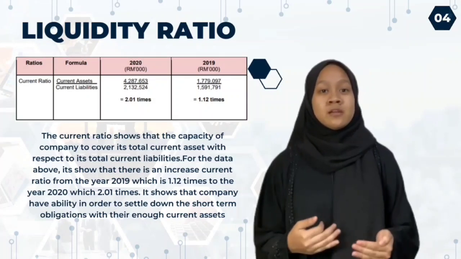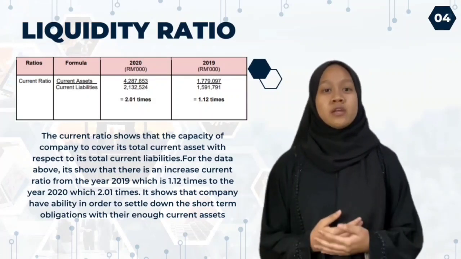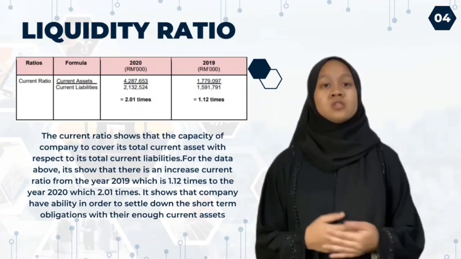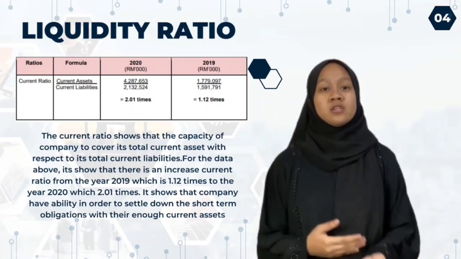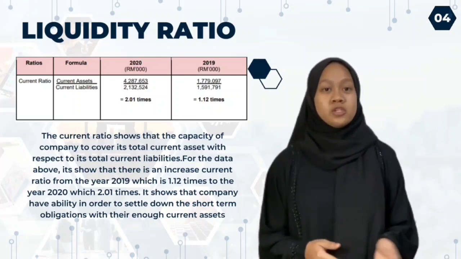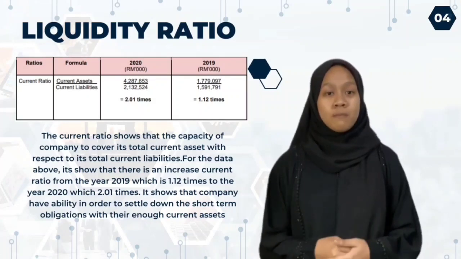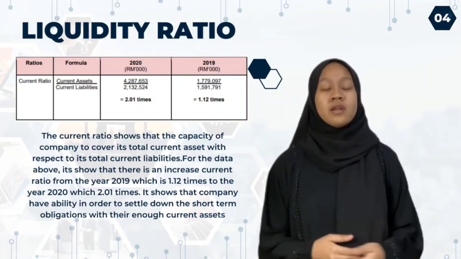It shows that there is an increase in the current ratio from the year 2019, which is 1.12 times, to the year 2020, which is 2.01 times. It shows that the company has the ability to settle its short-term obligations with enough current assets.